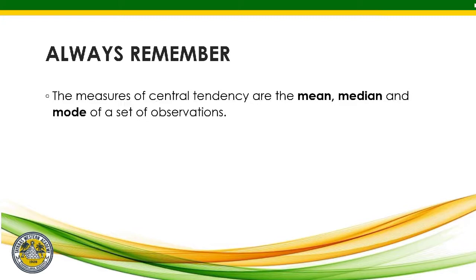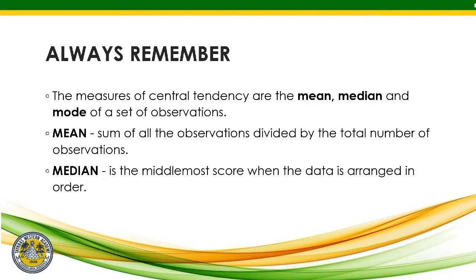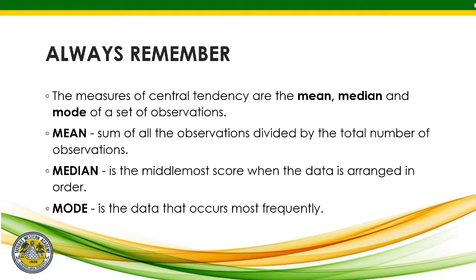So always remember, the measures of central tendency are the mean, the median, and the mode of a set of observations. The mean is the sum of the observations divided by the total number of observations. The median is the middlemost score when the data is arranged in order. And the mode is the data that occurs most frequently.